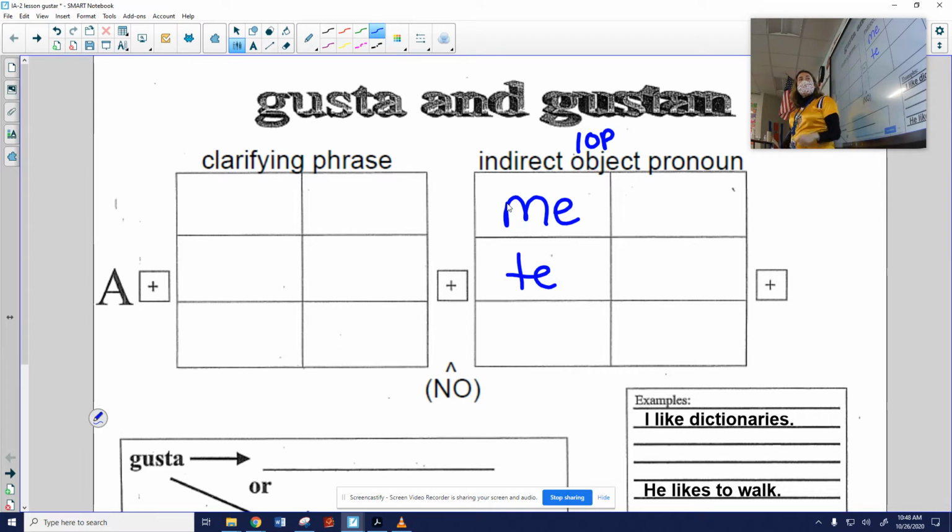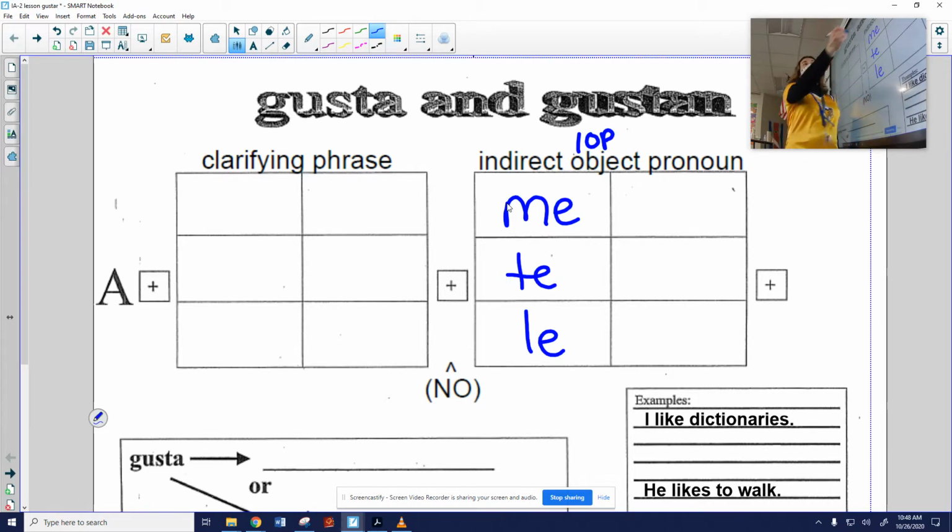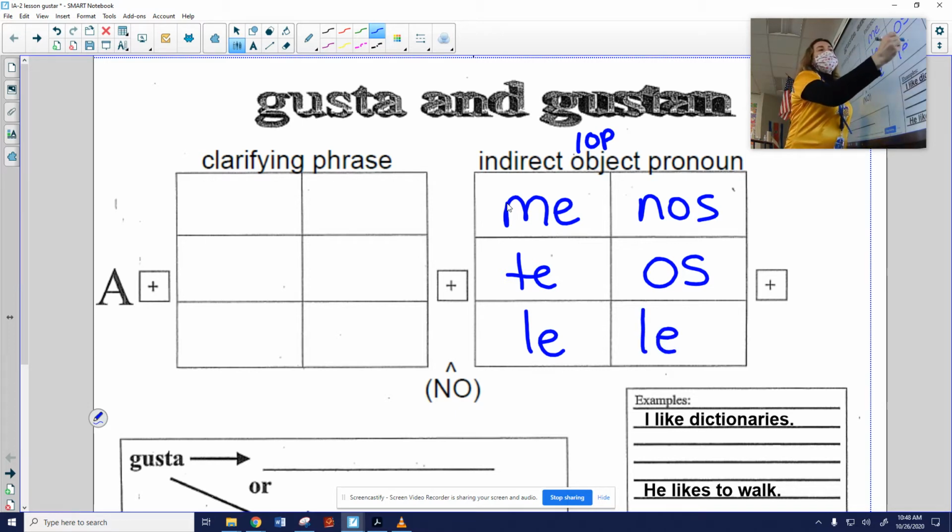Bueno, there are more. If I wanted to say it pleases him, it pleases her, I'll use this word le gusta. He or she likes, or this could be you formal like. To say we like, the word is nos gusta. It pleases us, nos gusta. The vosotros indirect object pronoun is os gusta, means y'all like. And finally, if I'm talking about they like, or you all, the ustedes form, I would say les gusta.